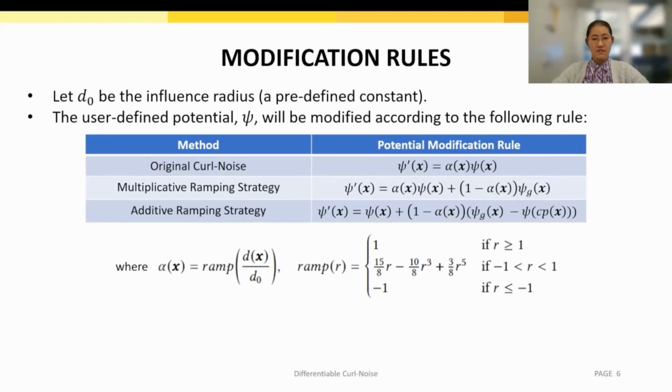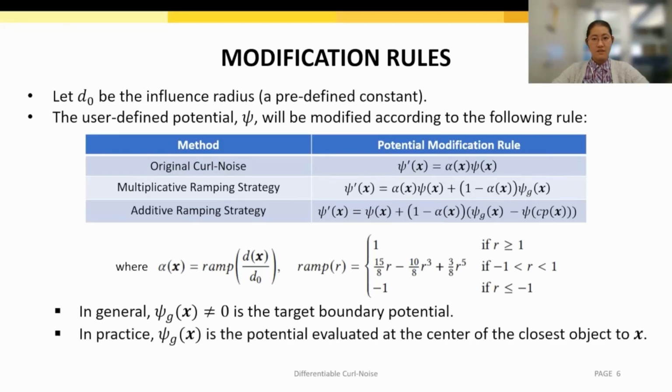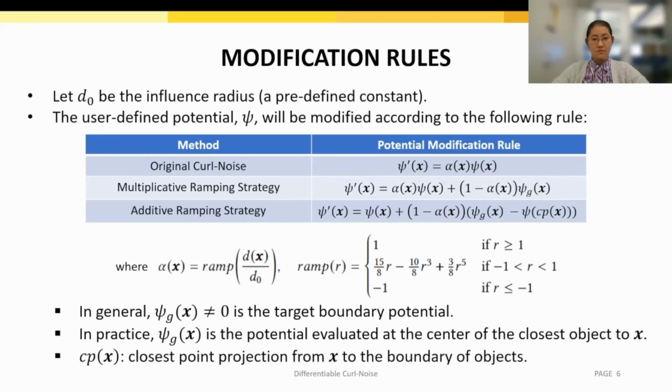Notice that the psi g function appearing in Chang's design is the target boundary potential, that is, the target isocontour value on the boundary of the object. In practice, psi g is the potential evaluated at the center of the closest object to the query point x. Finally, the function Cp of x in Chang's design is the closest point projection from the query point x to the boundary of the objects.